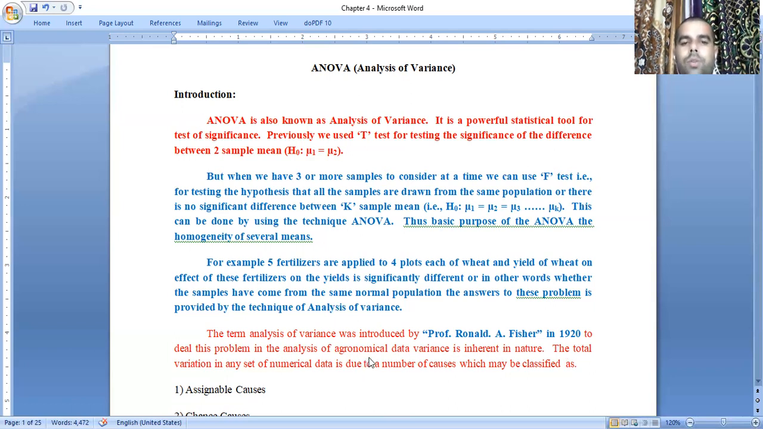Professor Ronald A. Fisher, the name itself says, was a statistician.